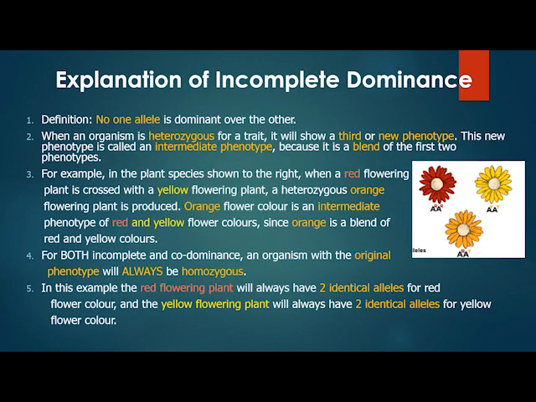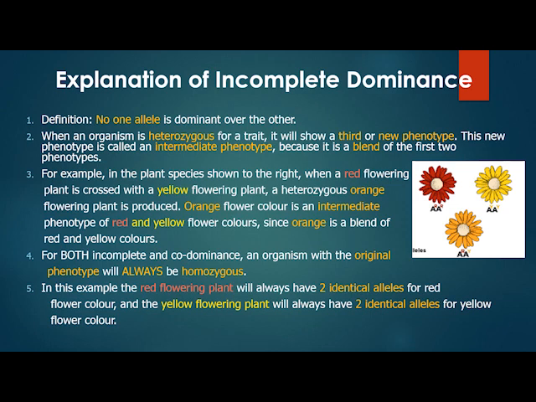Explanation of incomplete dominance. Definition of incomplete dominance: no one allele is dominant over the other. Number 2, when an organism is heterozygous for a trait, it will show a third or new phenotype. This new phenotype is called an intermediate phenotype because it is a blend of the first two phenotypes. For example, in the plant species shown to the right, when a red flowering plant is crossed with a yellow flowering plant, a heterozygous orange flowering plant is produced.